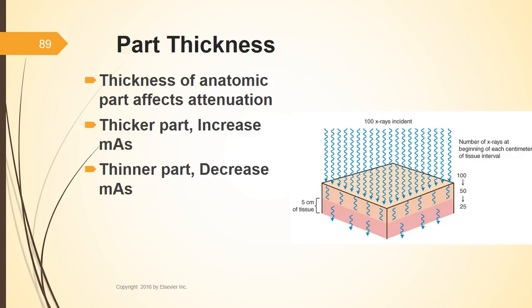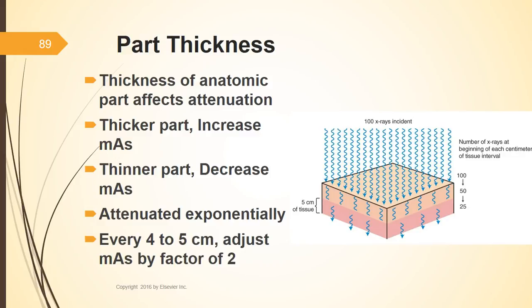Because X-rays are attenuated exponentially, a general guideline is that for every 4 to 5 centimeters of tissue, you adjust your mAs by a factor of 2. This is the image in your book. So you're seeing 100 X-rays. When you go through 5 centimeters right here, you've dropped down to 50, and that's the whole point. You adjust your mAs by a factor of 2. So if it goes 5 more, it's 25.